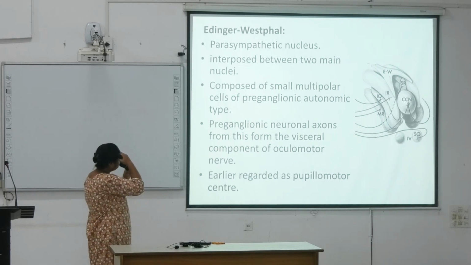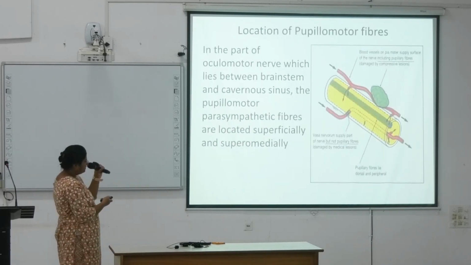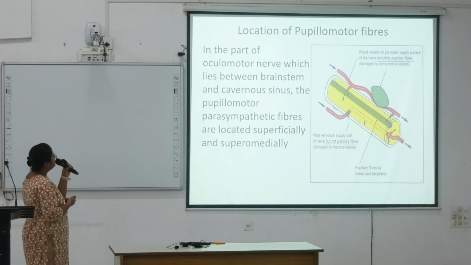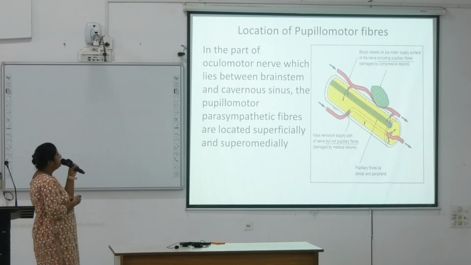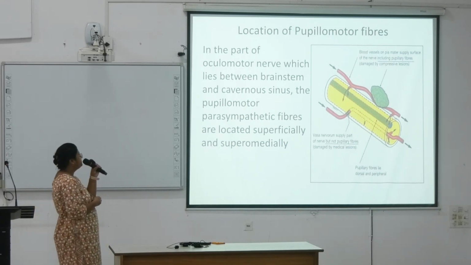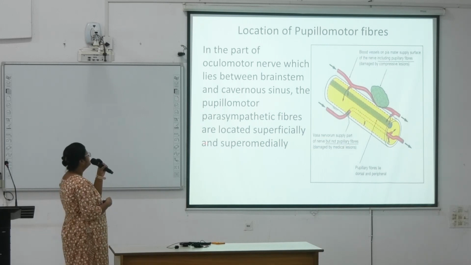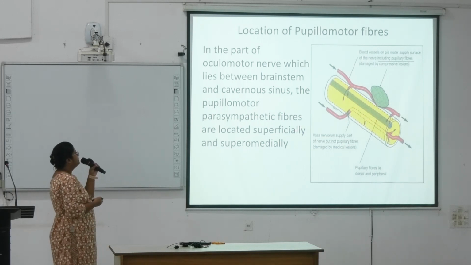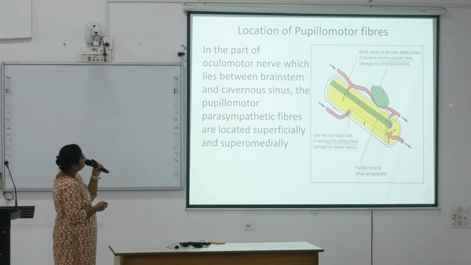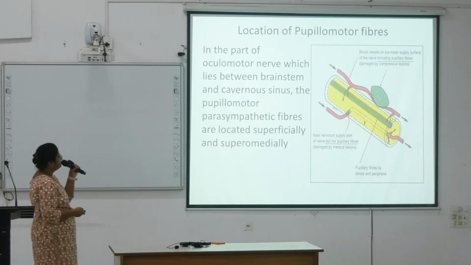Next, the location of the pupillomotor fibers in the part of the oculomotor nerve which lies between the brainstem and cavernous sinus: the pupillomotor parasympathetic fibers are located superficially and superomedially in this part of the oculomotor nerve. Okay, next.